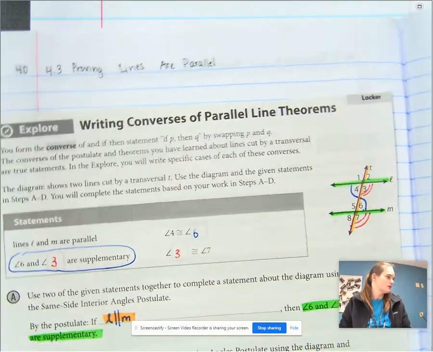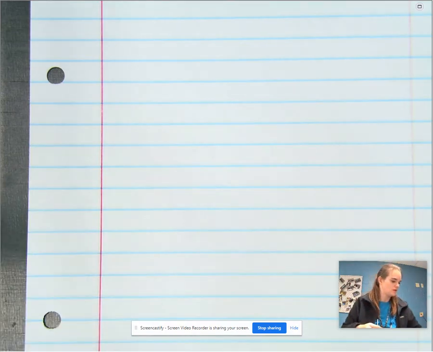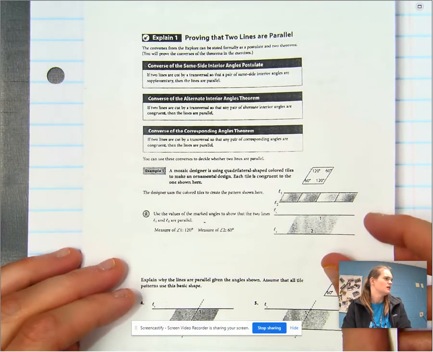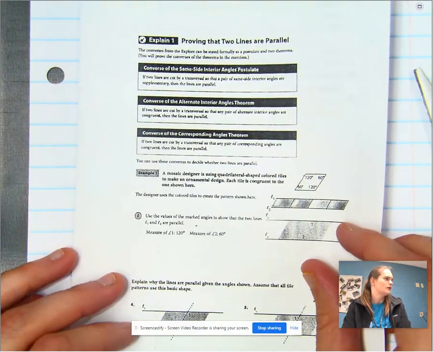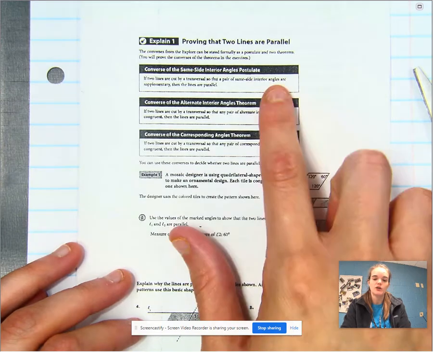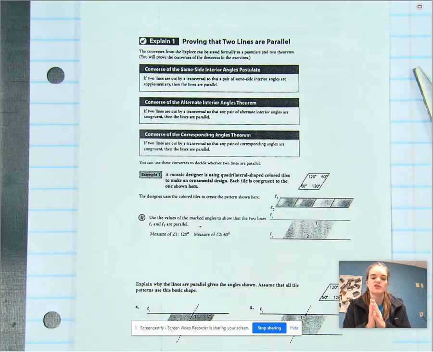Okay. So underneath this video, there is a foldable. Remember, if you don't have a printer, that's fine. Just write what we're writing down on page 41. Okay. All right. So we are going to start. Here are the postulates and theorems, the converses that we just talked about.